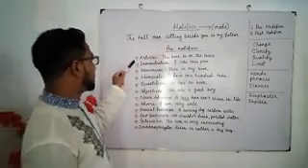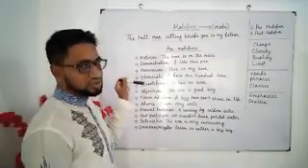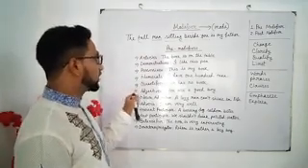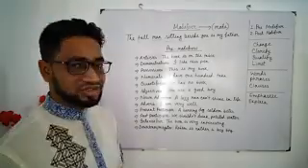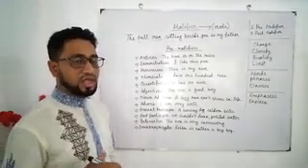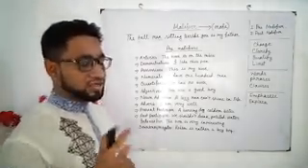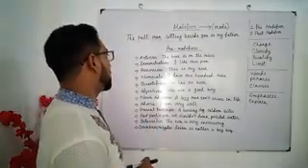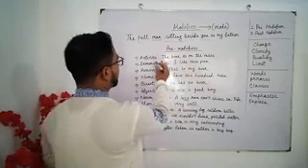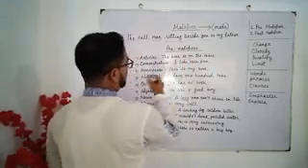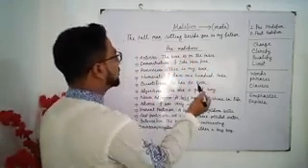Pre-modifiers. Number one, articles. Articles can be modifiers. Do you know what the articles are? A, an, and the are the articles. And articles can be modifiers. For example, the book is on the table.